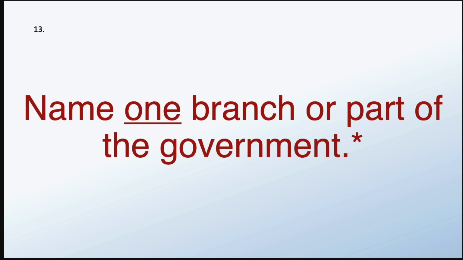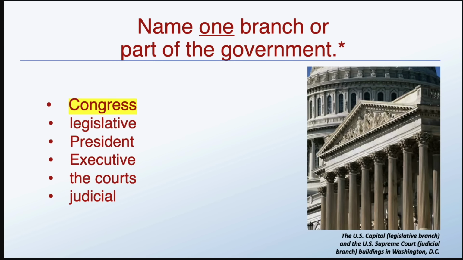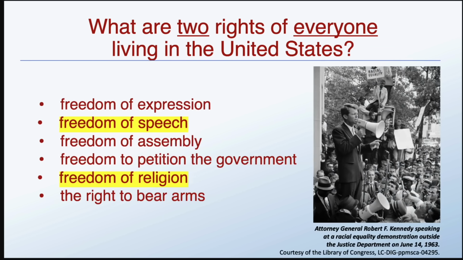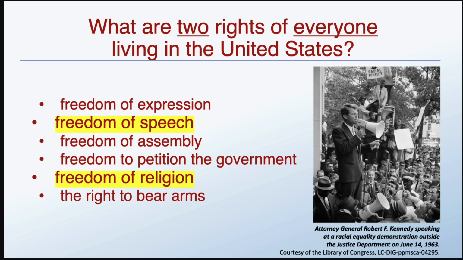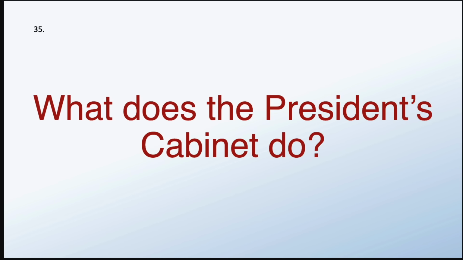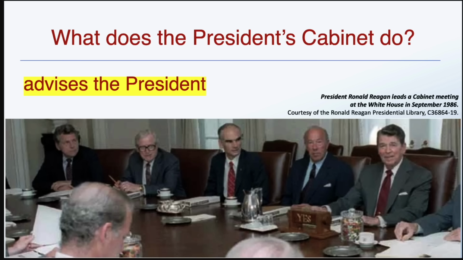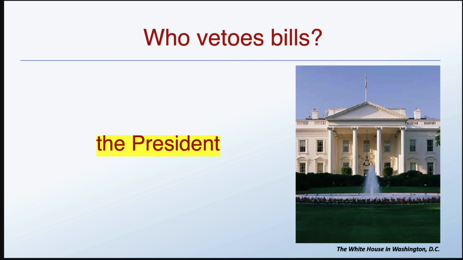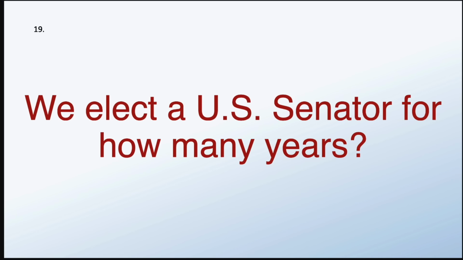Name one branch or part of the government. Congress. What are two rights of everyone living in the United States? Freedom of speech, freedom of religion. What does the president's cabinet do? Advises the president. Who vetoes bills? The president.